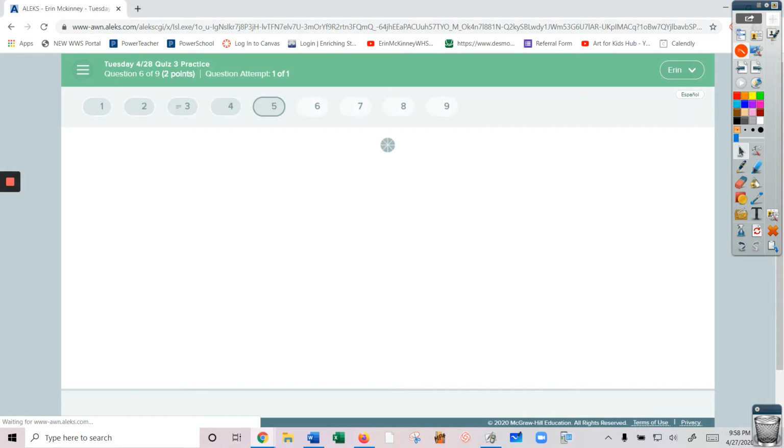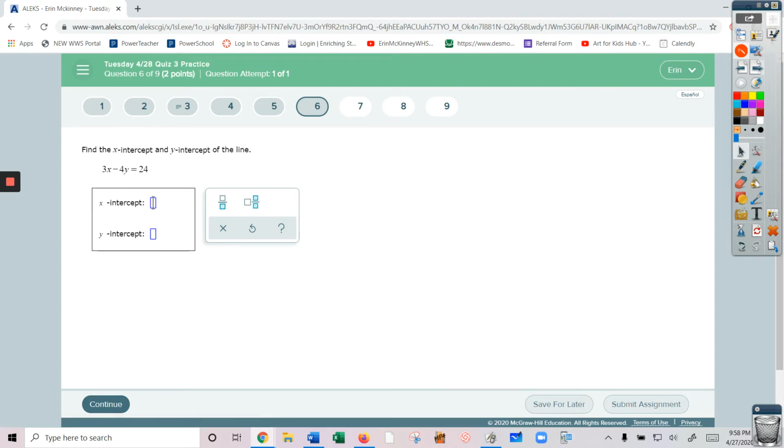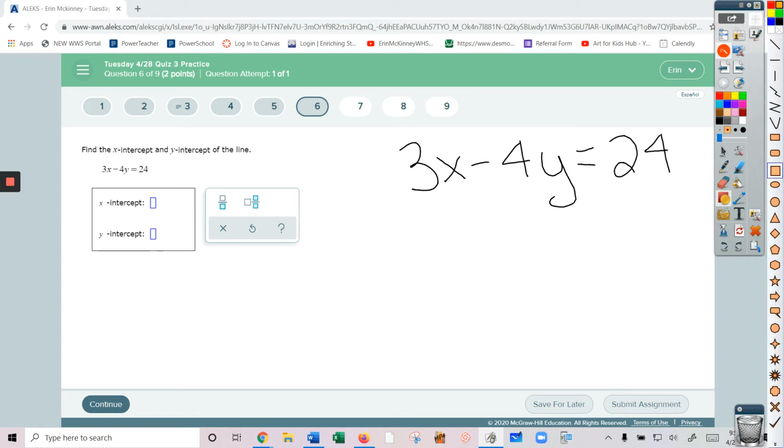And next, problem number 6. This one's asking us to find our x and our y-intercept. So remember, when we're finding our x and y intercept, that's when we want to sort of cover up and divide. We're sort of ignoring the letter that we don't want to look at.